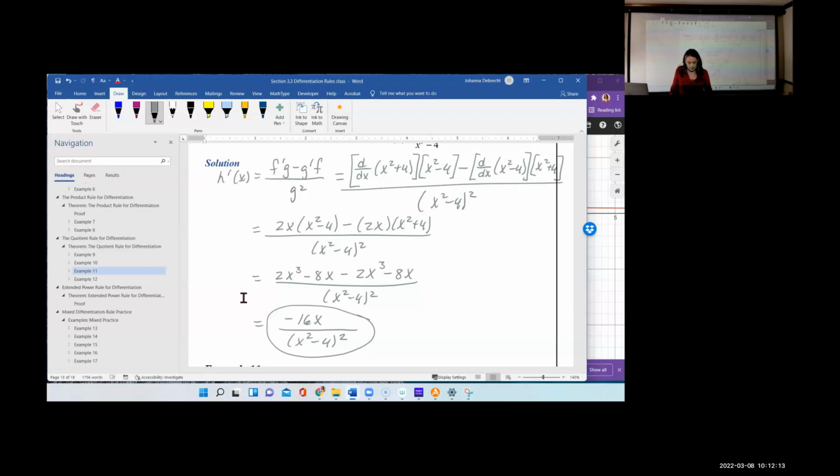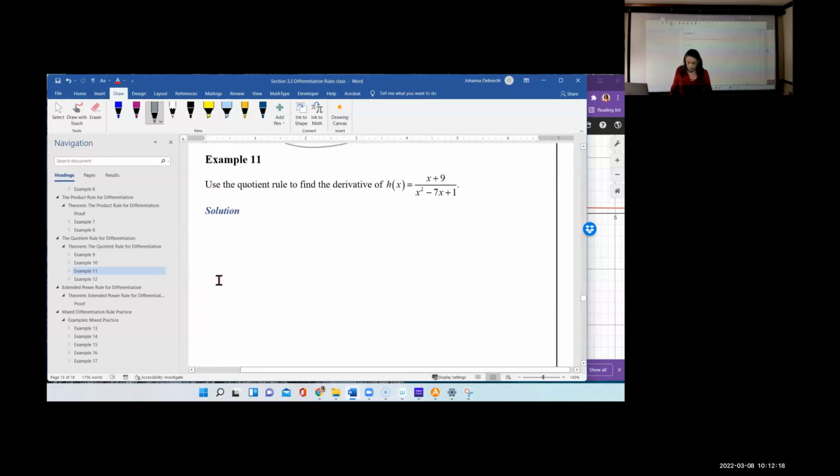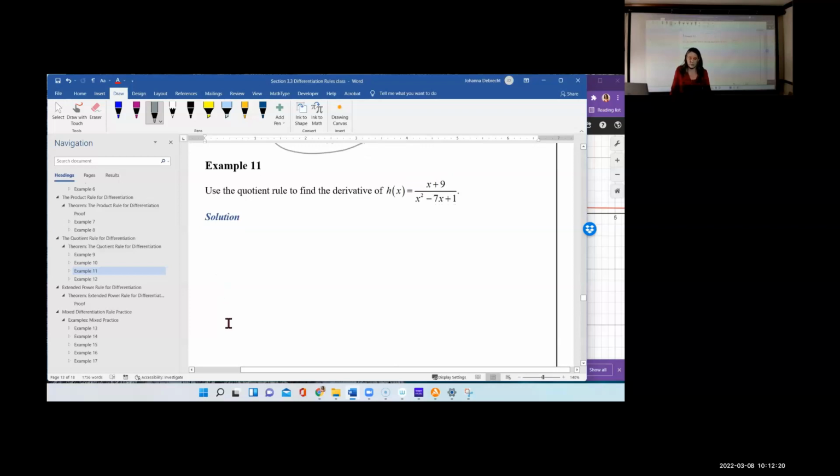Okay, let's practice it another time. This one is a little bit different in that we have a mixture of a first degree polynomial with a second degree polynomial. So our denominator is more complicated. So go ahead and take a moment and write this one out.